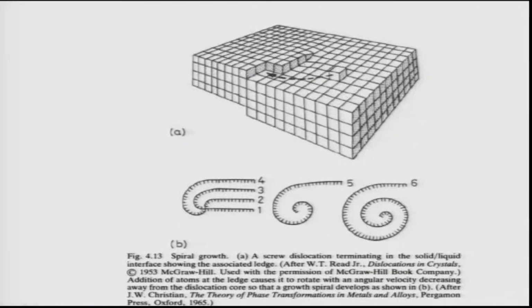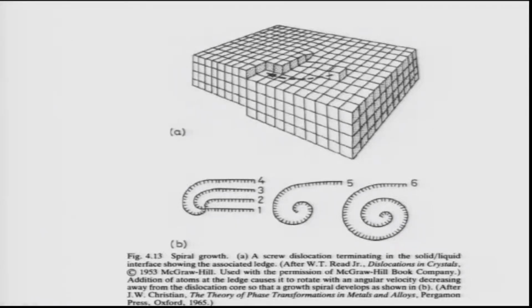A screw dislocation terminating a solid-liquid interface is shown there. This is taken from W.T. Read. Read wrote a book on dislocations in crystals, and he is one of the pioneers in dislocations. So addition of an atom at the ledge causes it to rotate. What happens is very interesting. As the atom comes and joins, this screw dislocation will rotate.